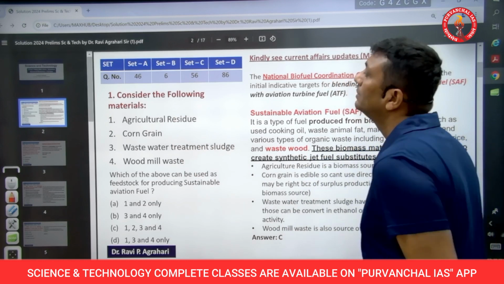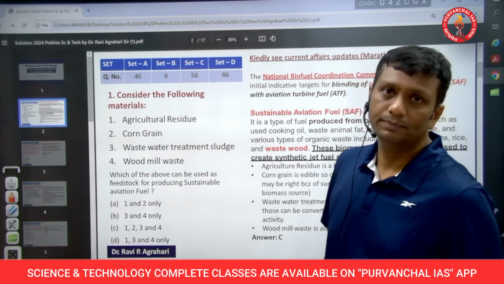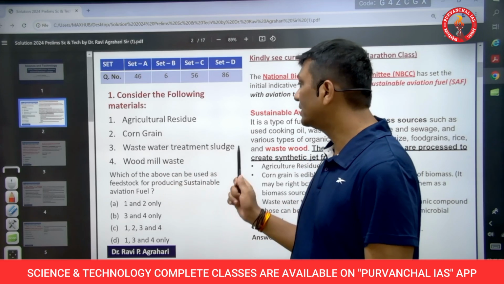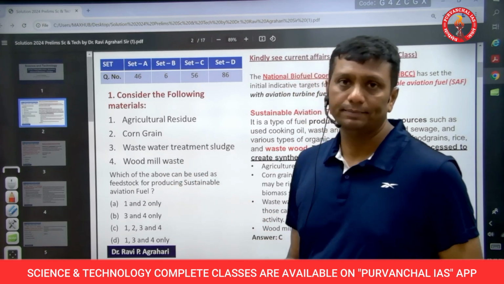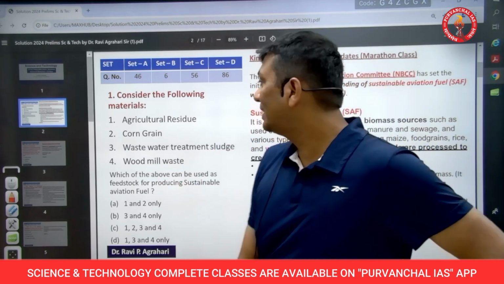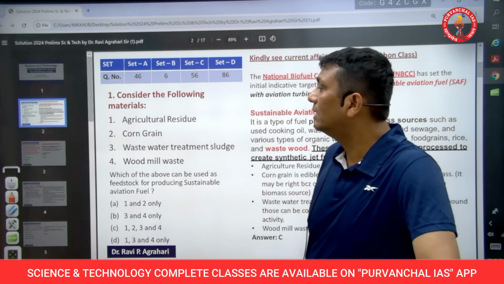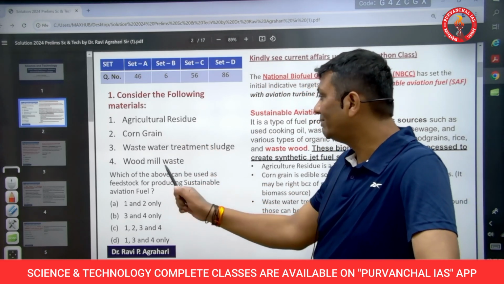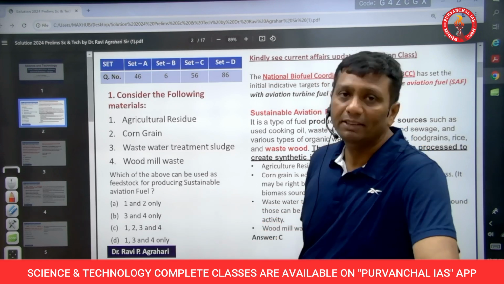Now, this is the question. Consider the following materials: agriculture residue, corn grain, waste water treatment sludge, wood mill waste. These are the total materials. And the question is: which of the above can be used as a feedstock for producing sustainable aviation fuel?